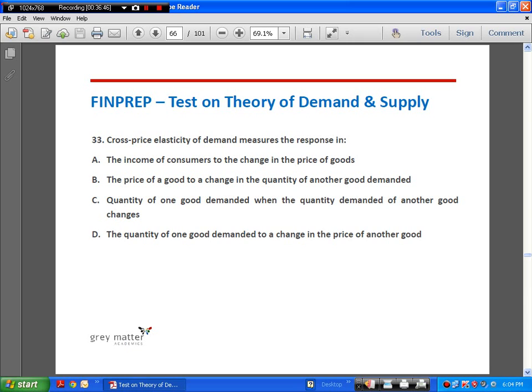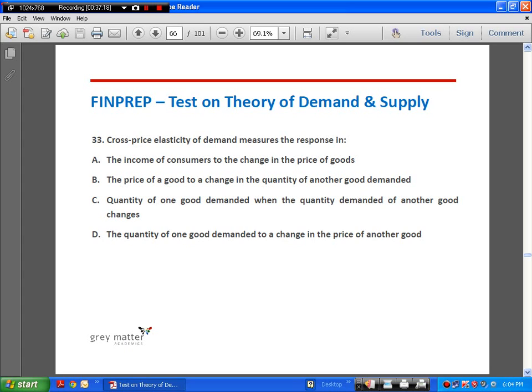33rd question. Cross price elasticity of demand measures the response in the income of consumers to the change in price of goods, the price of a good to the change in the quantity of another good demanded, quantity of one good demanded when the quantity demanded of another good changes, the quantity of one good demanded to a change in the price of another good.